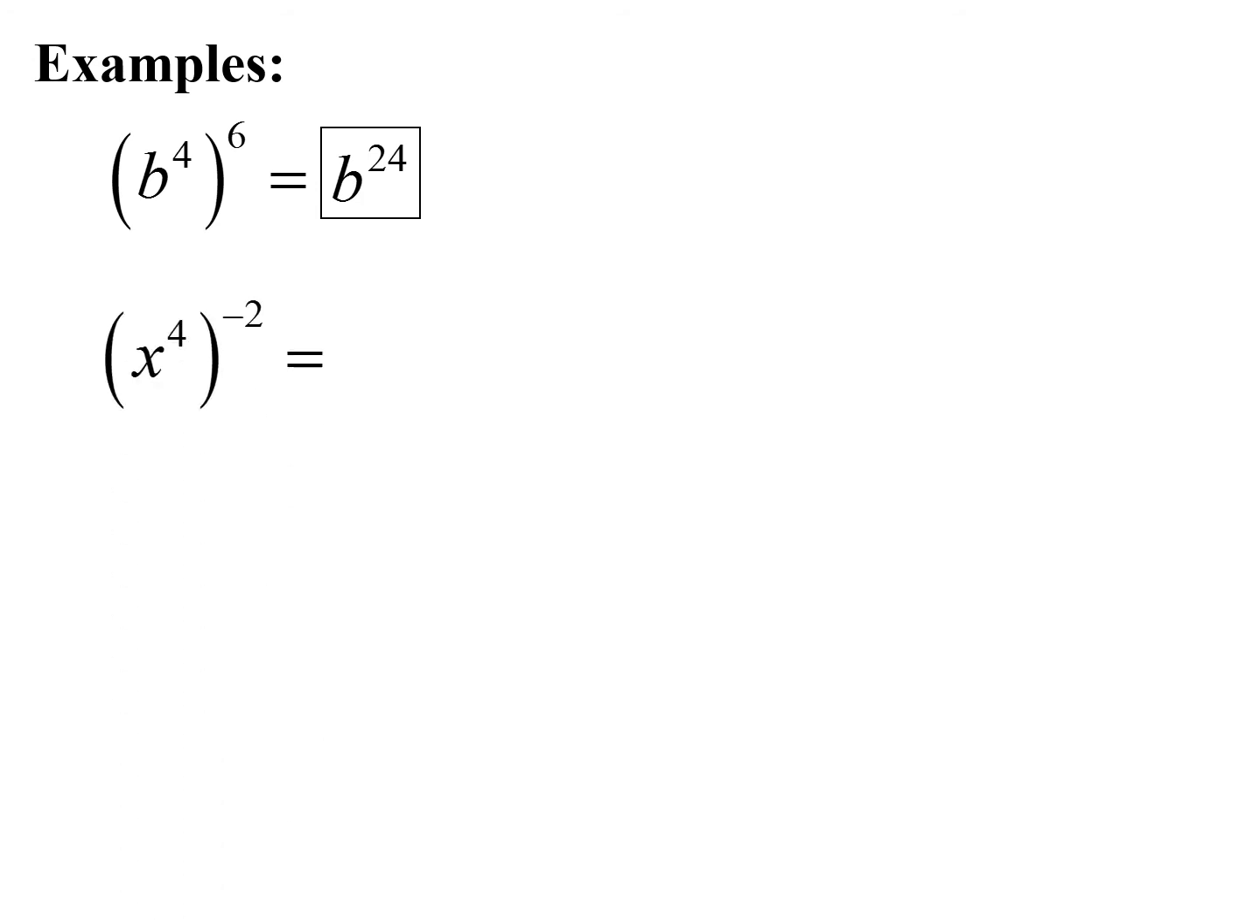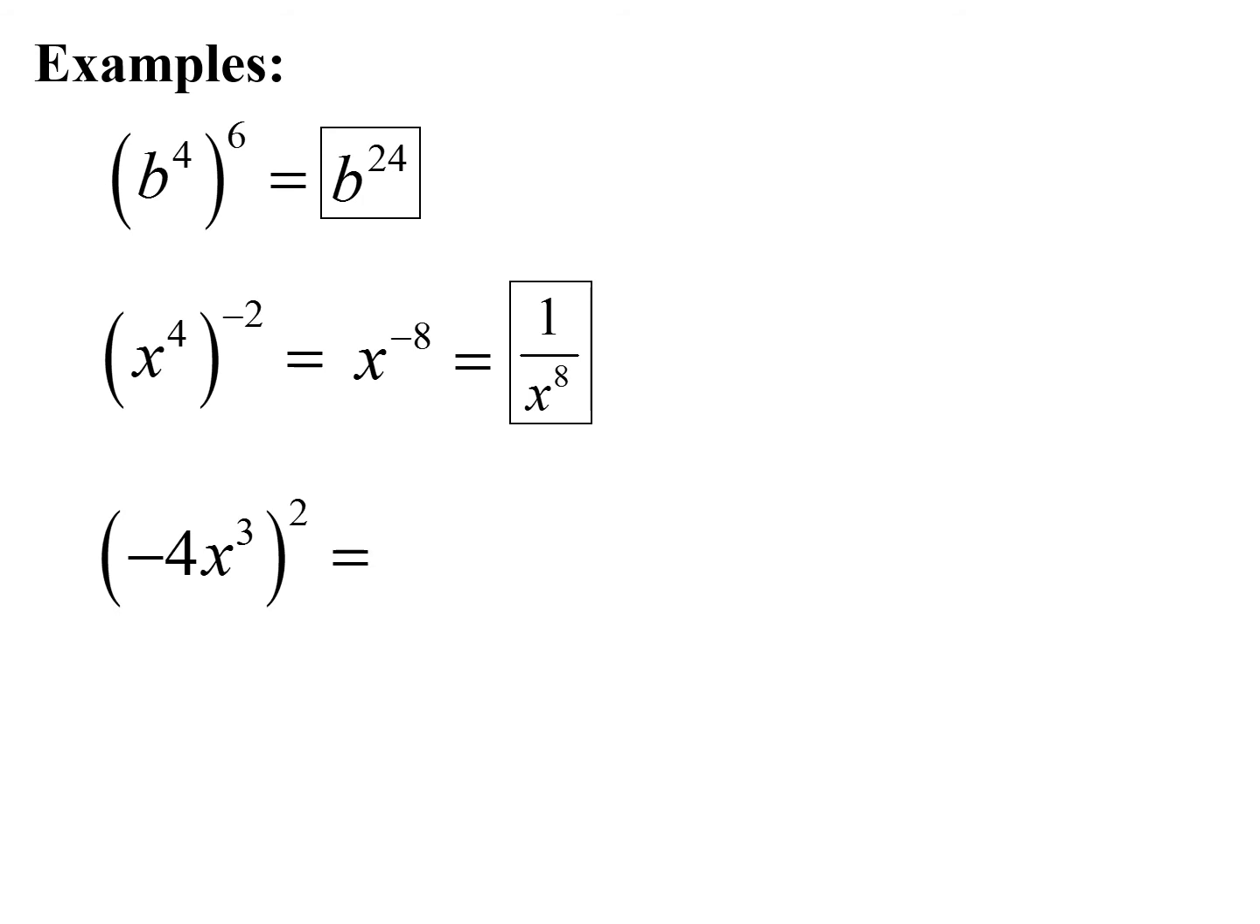Next, we have x to the 4th raised to the negative 2 power. This is power of powers, so I'm going to multiply my exponents. 4 times negative 2 is negative 8, so we get x to the negative 8th power. I always want my answer to be in positive exponents, so I'm going to move that x to the negative 8th to the denominator and make it positive. We have 1 over x to the 8th.